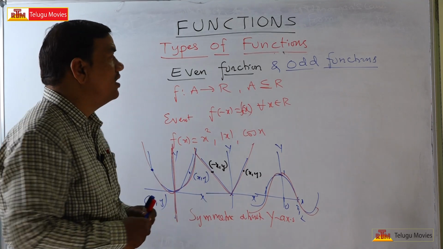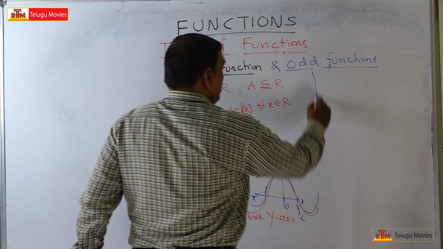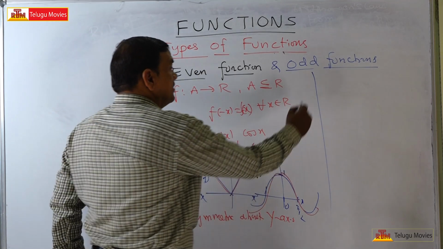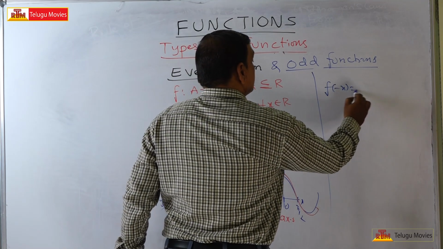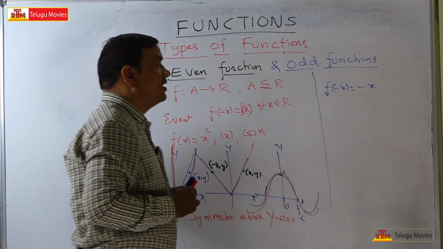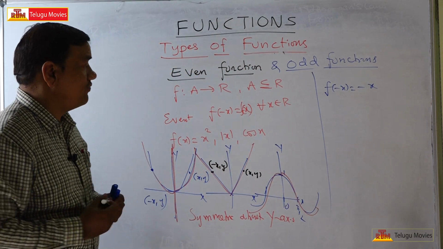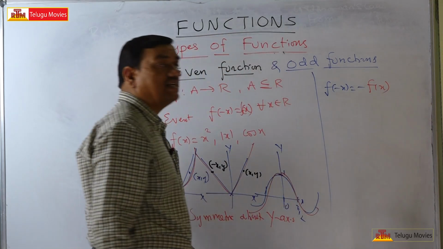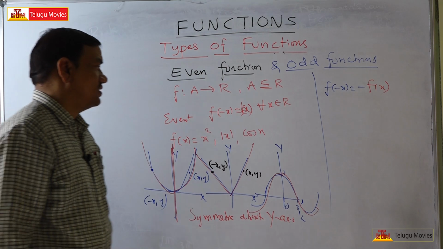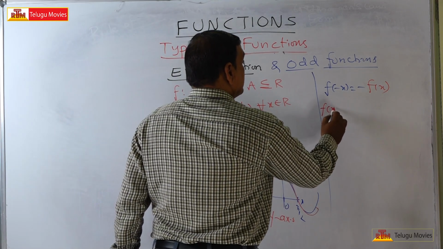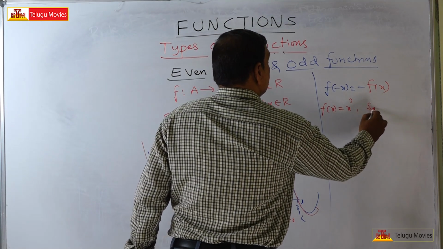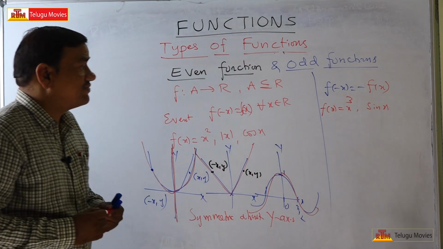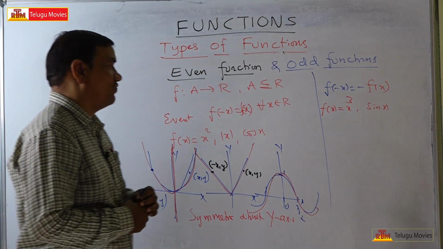Okay, now coming to odd function. So here also same, f from A to R, A is a subset of R, then f of minus x is equal to minus f of x. Then such type of functions are called odd functions. The best examples are f of x is equal to x cube, sin x. These graphs are best examples of odd functions. Why?